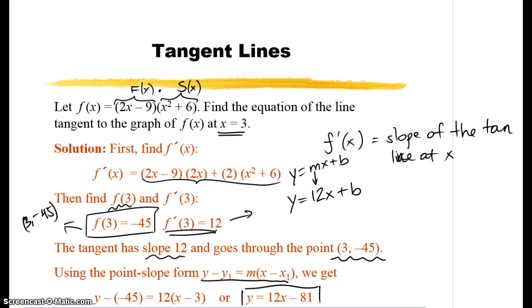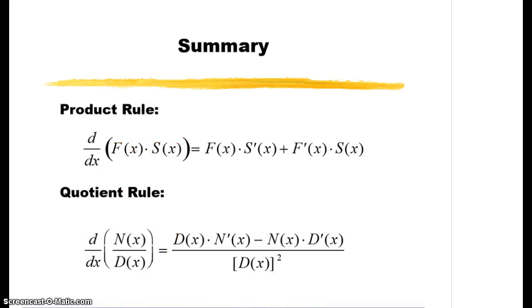So in summary, we learned how to find the derivative of products and the derivative of quotients using the product and quotient rule, and we applied this to finding tangent lines in this section.